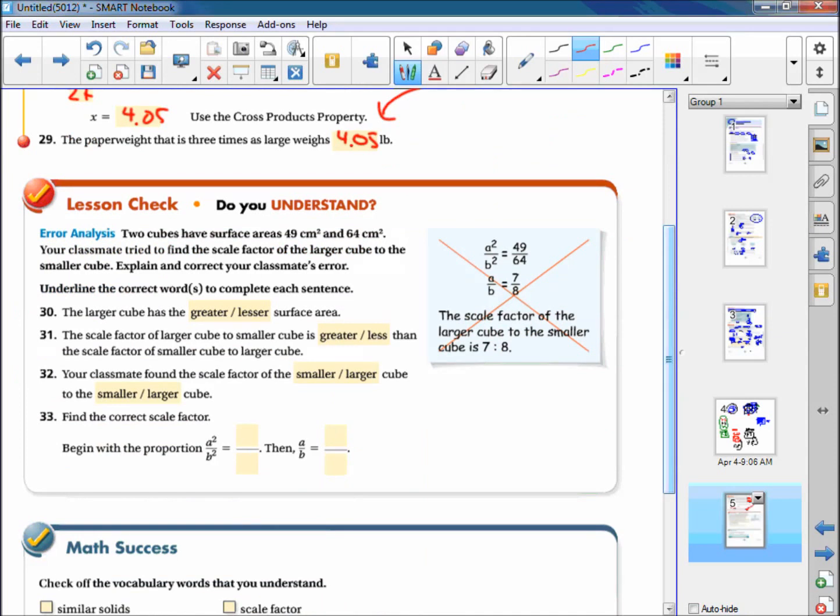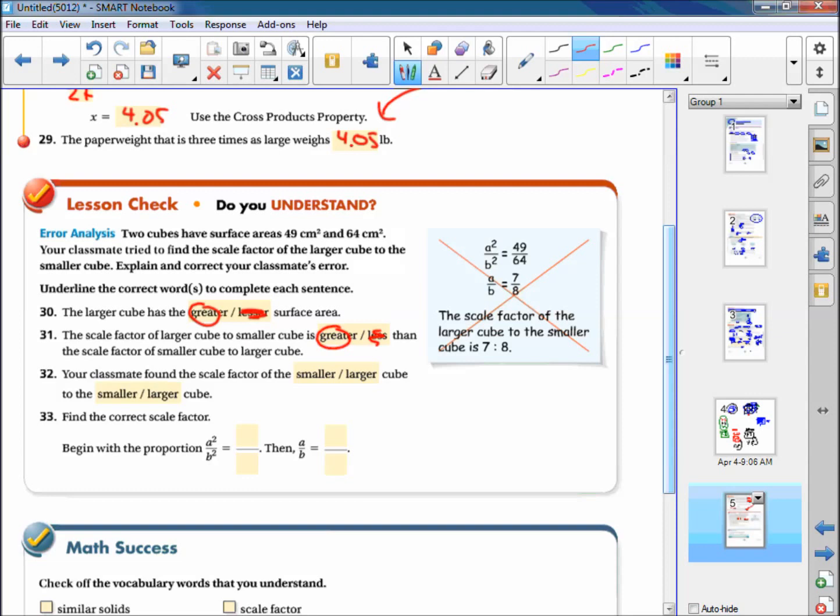Do you understand? Two similar cubes have surface areas of 49 centimeters squared and 64 centimeters squared. Your classmate tried to find the scale factor of the larger cube to the smaller cube. Explain and correct your classmate's error. So understand the correct words to complete each sentence. The larger cube has the greater surface area. The scale factor of the larger cube to the smaller cube is greater than the scale factor of the smaller cube to the larger one.